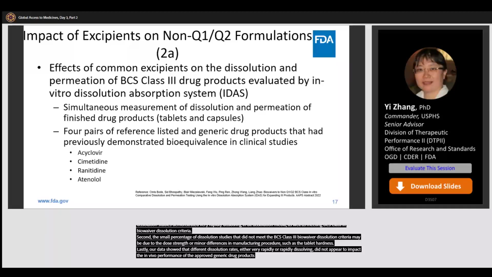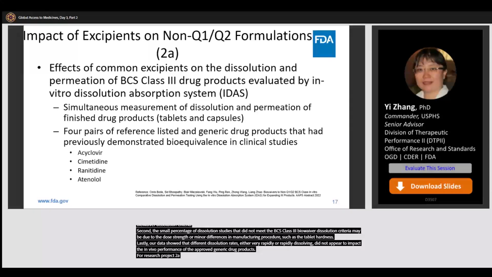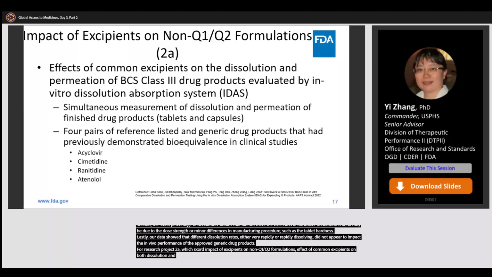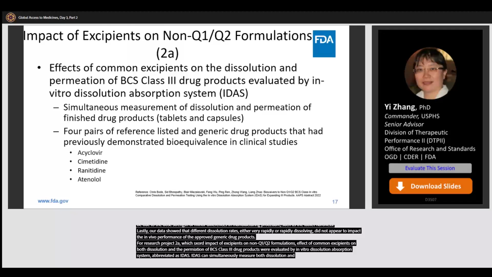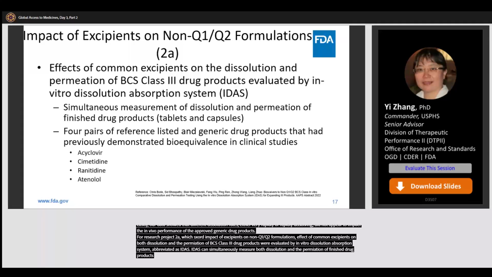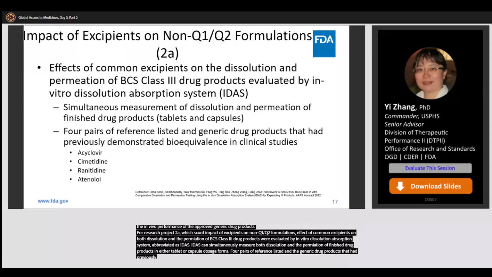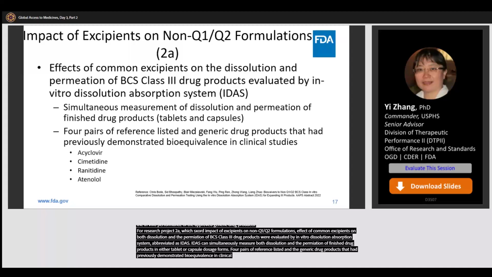For research project 2A, which explored the impact of excipients on non-Q1-Q2 formulations, effects of common excipients on both dissolution and permeation of BCS Class 3 drug products were evaluated by the in vitro dissolution absorption system, abbreviated as IDAS. IDAS can simultaneously measure both dissolution and permeation of finished drug products in either tablet or capsule dosage forms. 4 pairs of reference-listed and generic drug products that had previously demonstrated bioequivalence in clinical studies were investigated by IDAS, including acyclovir, cimetidine, ranitidine, and atenolol.